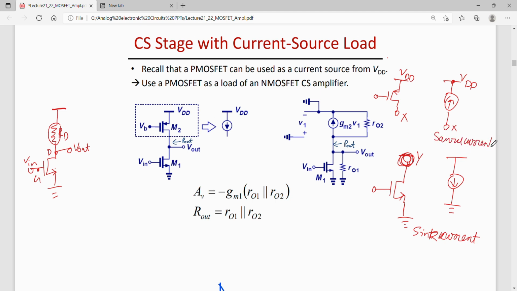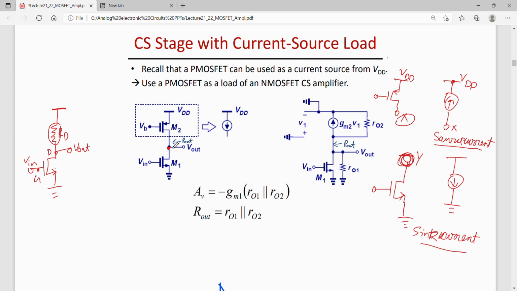So in the previous lecture we had understood that these two devices can be used to either sink the current, NMOS, to the ground or to source the current to some node X. So that means this PMOS can be used as a load here. It will pick the current from VDD, and this current can be sourced to this node out or X here, right?